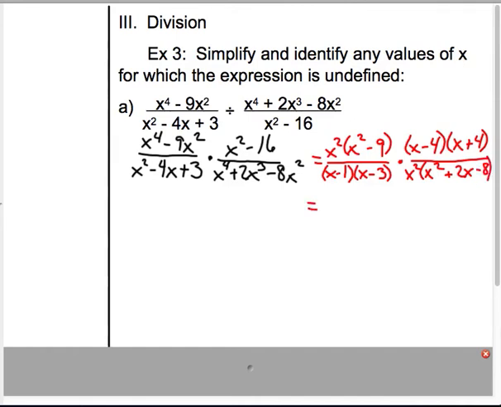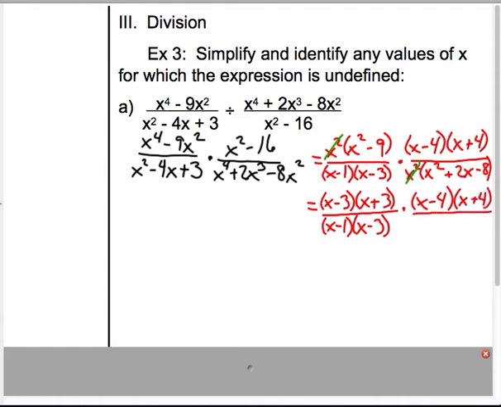Alright, so what I notice is that in my first numerator I've got x squared minus 9, which is a difference of squares, so I can keep factoring. And in my second denominator I now have a t-chart, so I can keep factoring that as well. However, I also notice that I've got my x squareds, so I'm going to cancel those right away just to simplify things a little bit as I continue to factor. And then in the denominator, what multiplies to negative 8 and adds to positive 2? Negative 2 and positive 4.